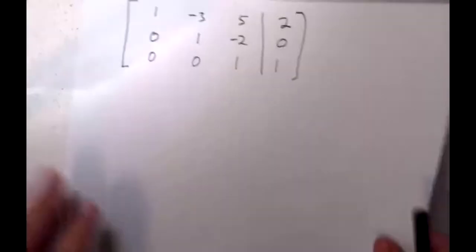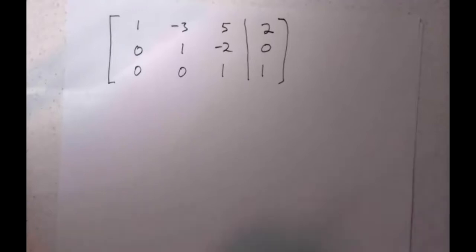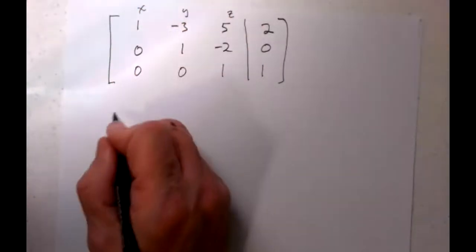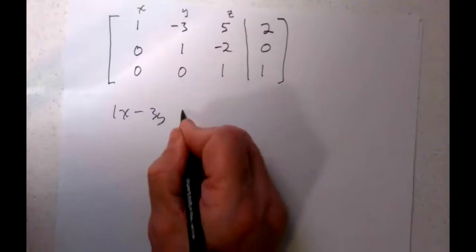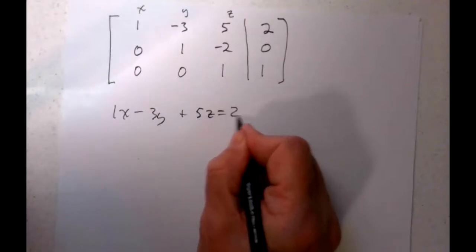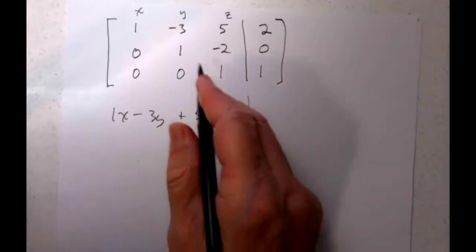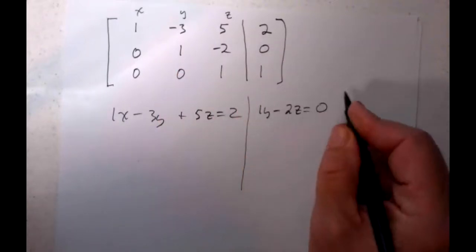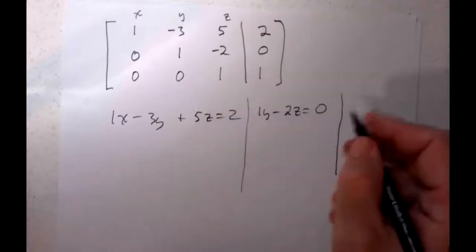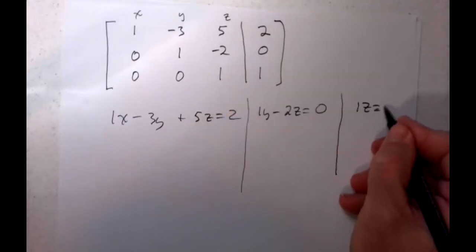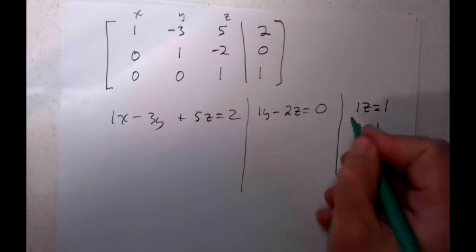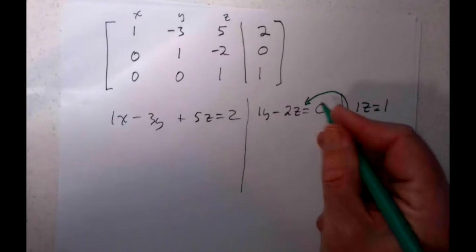Let's remember that it went x, y, z. So the first equation is 1x minus 3y plus 5z is 2. Terrific. Second equation is 1y minus 2z is 0. The third equation is 1z equals 1. Okay, so fine, so z equals 1. So I'm going to back substitute. Now plug z equals 1 in there.